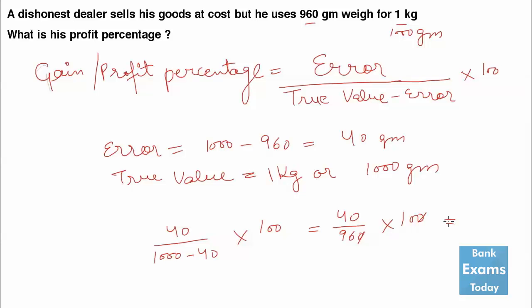So it comes out to be about 25 over 6. 400 divided by 96. 4 and 1 over 6 percent is our answer. That is our answer.